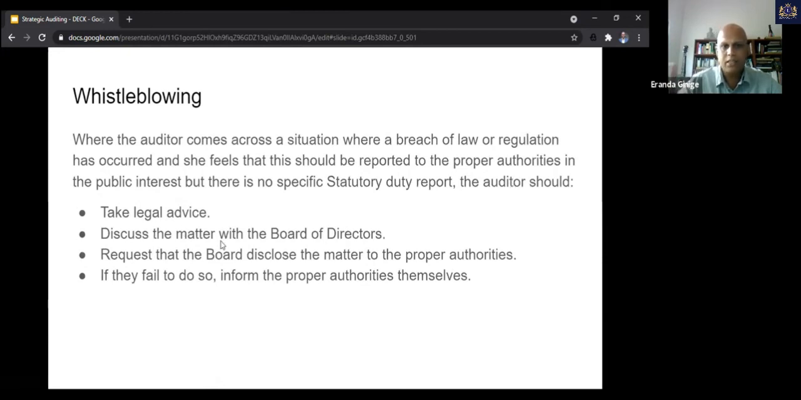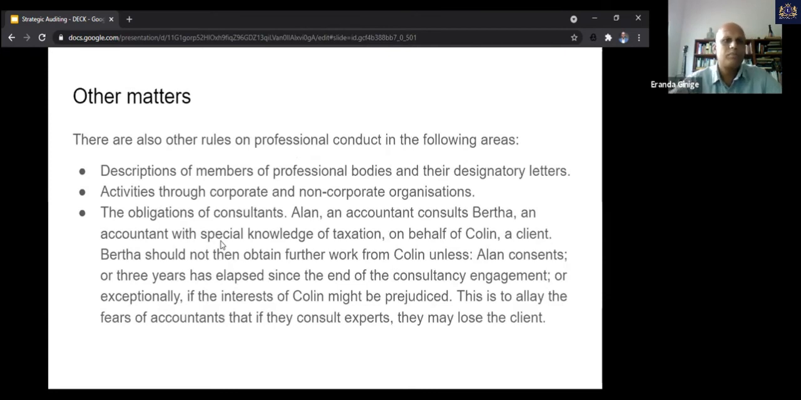In such cases, the auditor should take legal advice because they should protect themselves. Discuss the matter with the board of directors, as I said earlier. Request the board to disclose the matter to the proper authorities. So not the auditor; they advise the board, the company, to disclose the information. If they fail to do so, inform the proper authorities themselves. Now that is the big jump, right? That is the whistleblowing part. But hey, as professionals, you are bound by that burden. A few other matters.